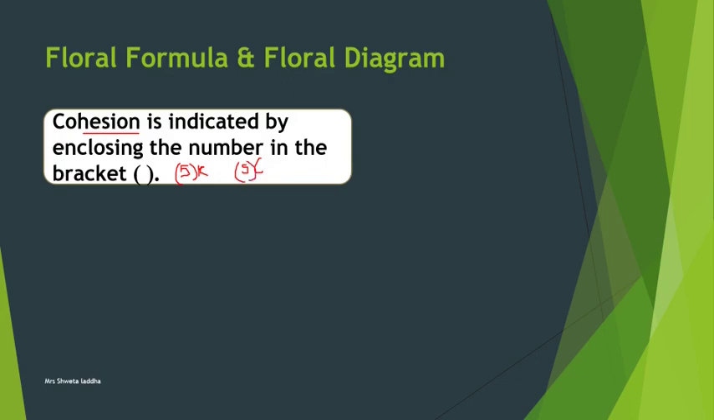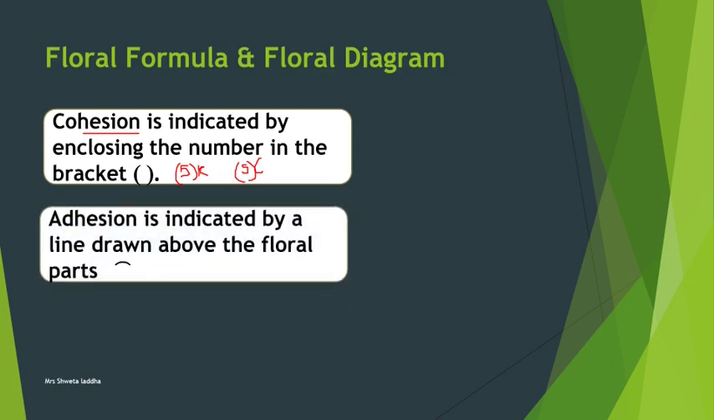So the bracket shows cohesion. What is cohesion? Cohesion is union or joining or combination, union between the members of the same whole. Adhesion is indicated by a line drawn above the floral whorls.